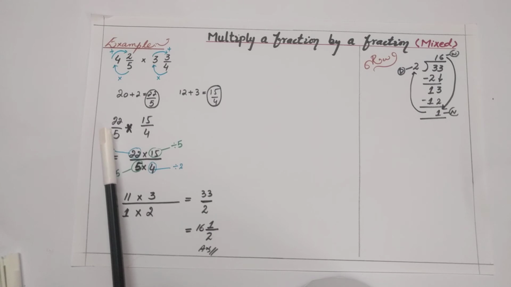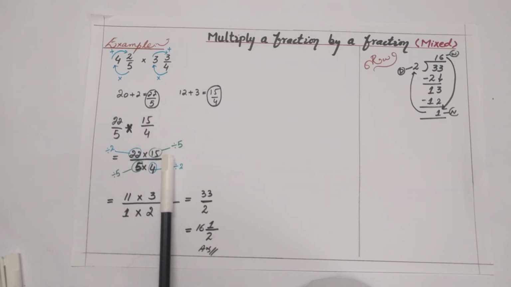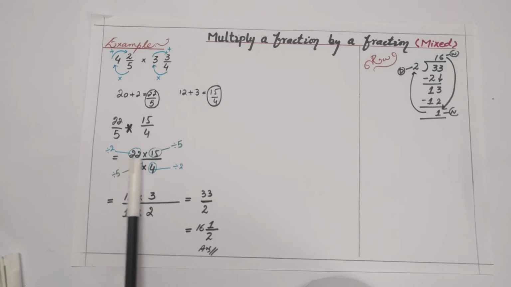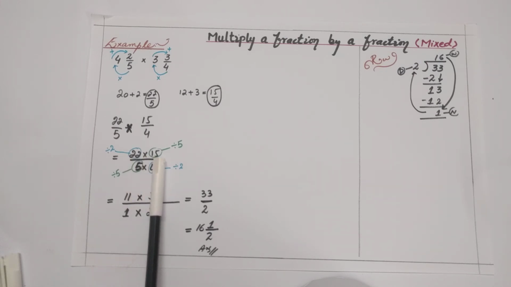According to the second step, multiply the numerator by numerator and denominator by denominator. Here we have two methods. The first one is to multiply numerator by numerator and denominator by denominator. After the multiplication, when you get the answer, you have to check whether that fraction is in the lowest term or not. If it is not in the lowest term, then you have to convert it into the lowest form by dividing it by the highest common factor.